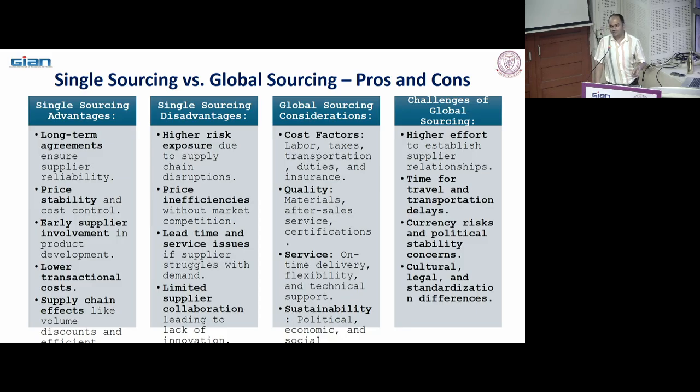It is easy to manage with the single supplier, the transaction cost, operation cost, long term agreements ensure supplier reliability, price stability is there, early supplier involvement, you can involve them in the strategic decisions, lower transactional cost because you have got only one supplier, supply chain effects. There are some disadvantages, higher risk.